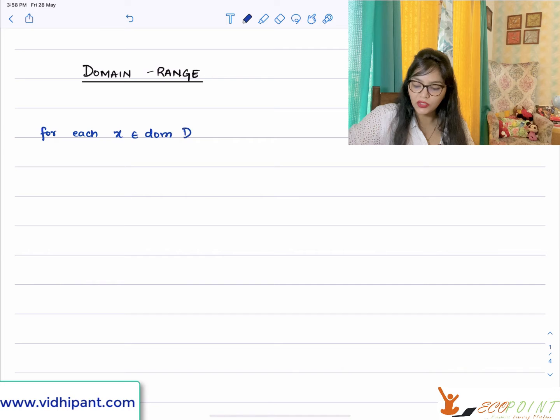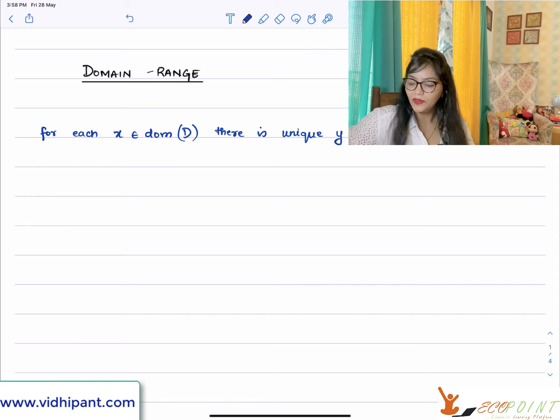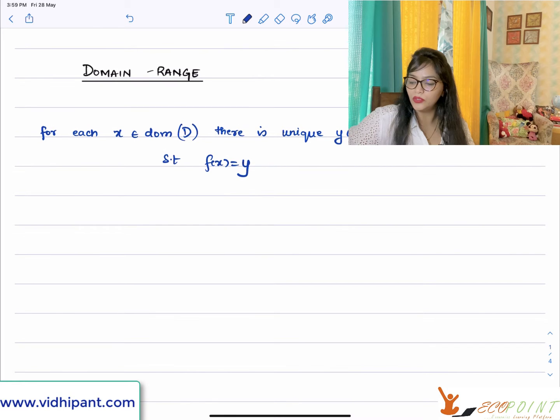So for each x belonging to the domain, if you're calling it domain D, I'm going to put more thrust on what this domain D is. For each x in domain D, there is a unique y belonging to the codomain, such that f of x is equal to y. So for each domain value, you need to have a unique output.